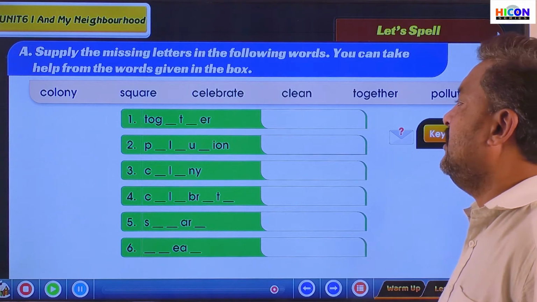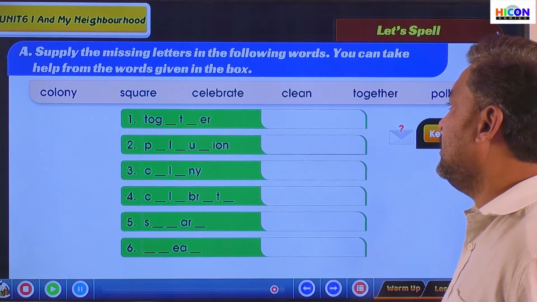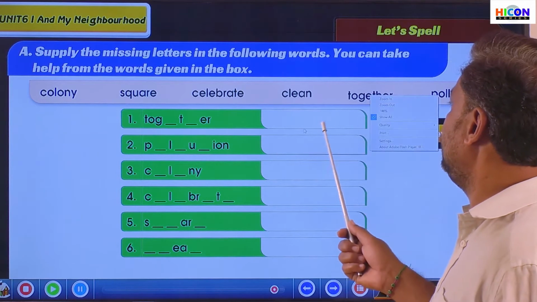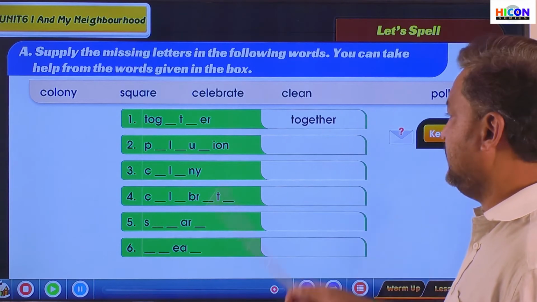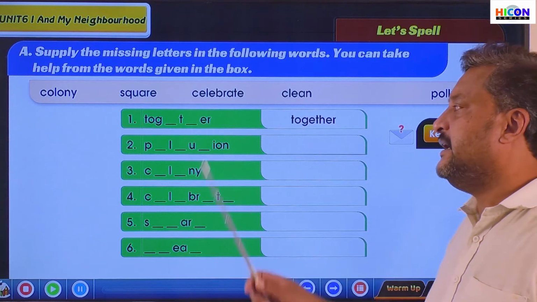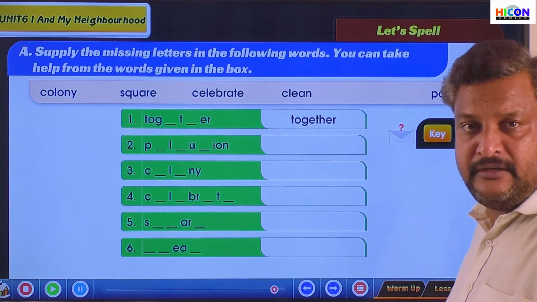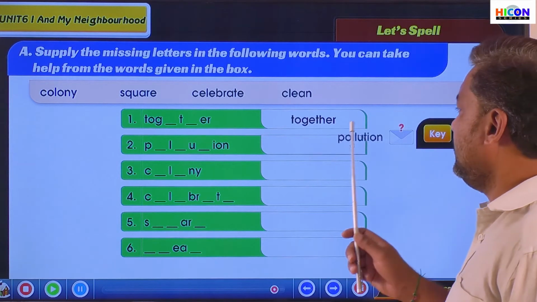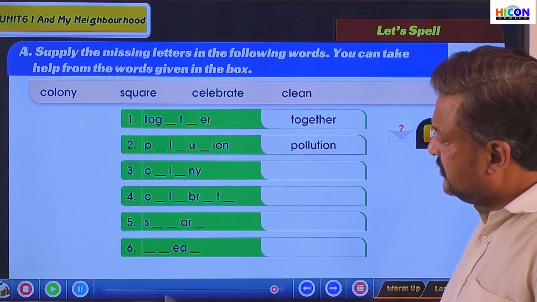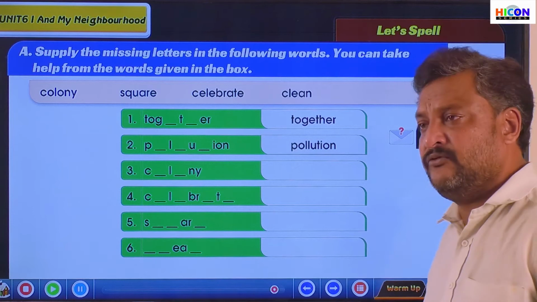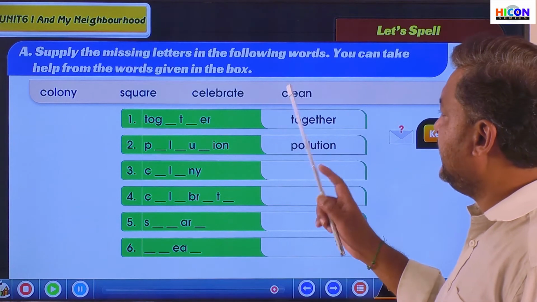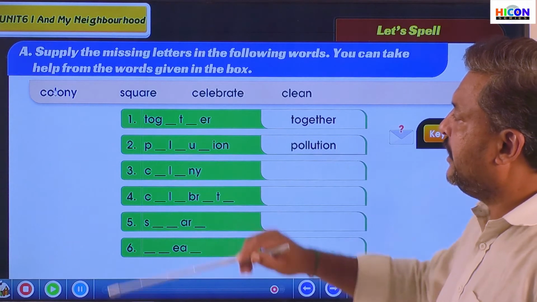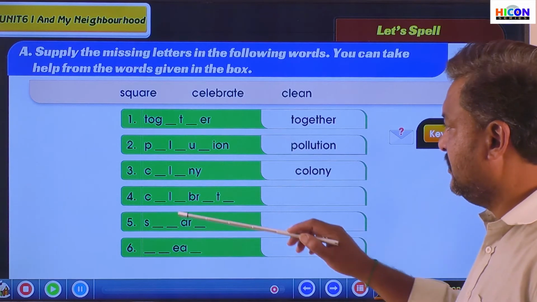T-O-G-T-E-R. TOGETHER. Together. Yes, we have together here. Second is P-L-U-I-O-N. P-O-L-L-U-T-I-O-N. Pollution. Third one, C-L-N-Y. C-L-N-Y, colony, isn't it? C-O-L-O-N-Y, colony.